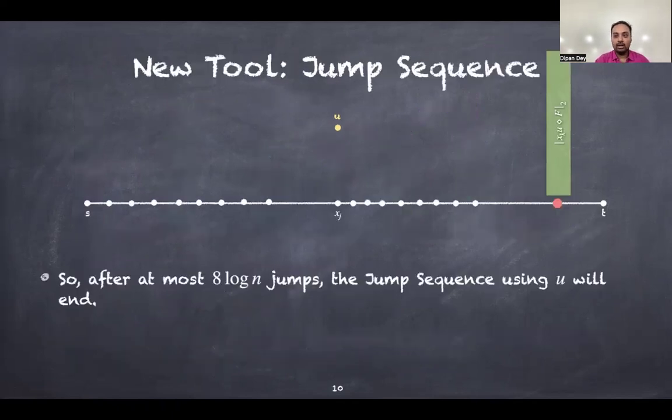Greater than or equal to n, that is the number of vertices, and from xk, if you try to jump, you will jump off that thing. So that's why in a jump sequence using U, there can be at most 8 log n many jumps.